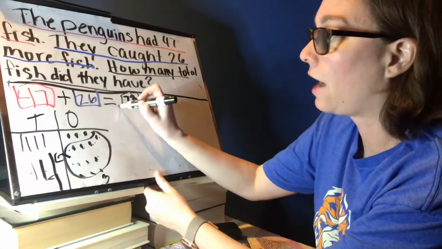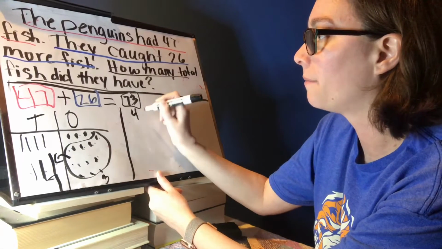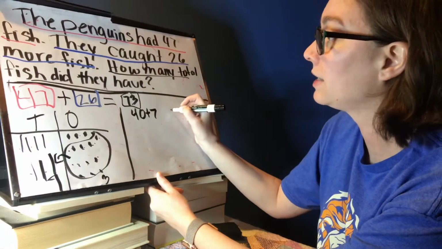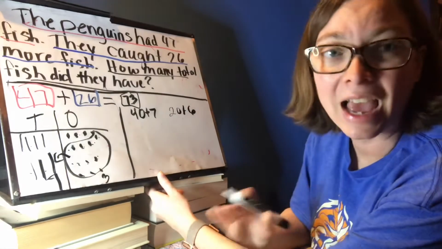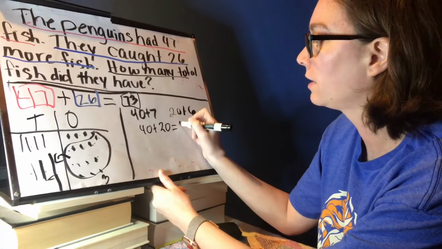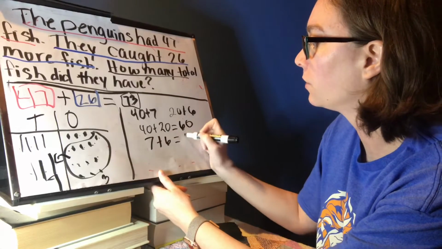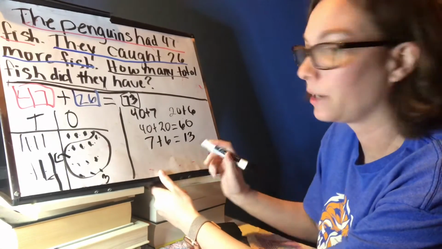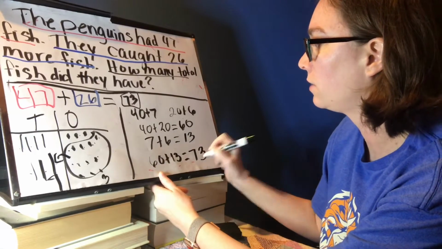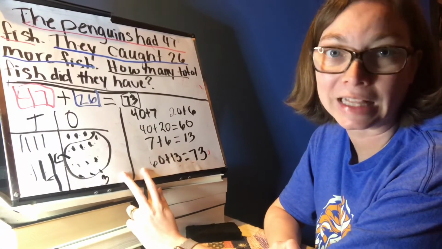Now, if you don't want to draw it out and you want to use numbers, then you could say, okay, I want to break up my 47 into 40 plus 7. And I want to break up my 26 into 20 plus 6. And I want to add my tens first. So I'm going to add 40 plus 20 equals 60. Then I'm going to add my ones. 7 plus 6 equals 13. Okay, and then I'm going to put 60 plus 13 together, and I know that's going to get me to 73. So these are two different strategies I would see in the classroom.